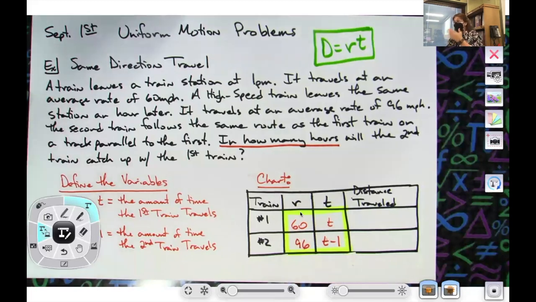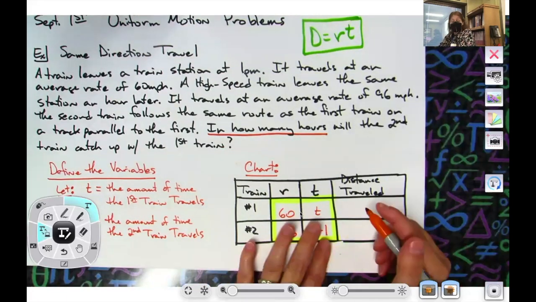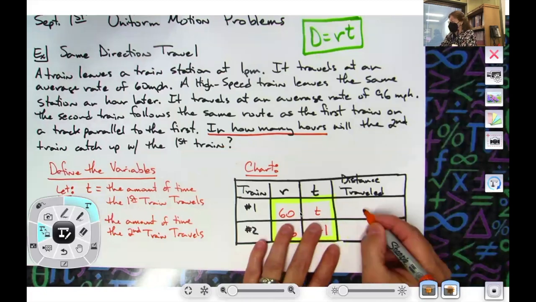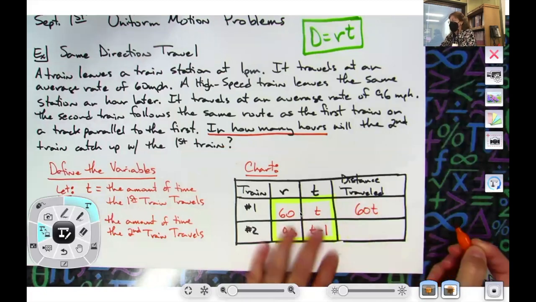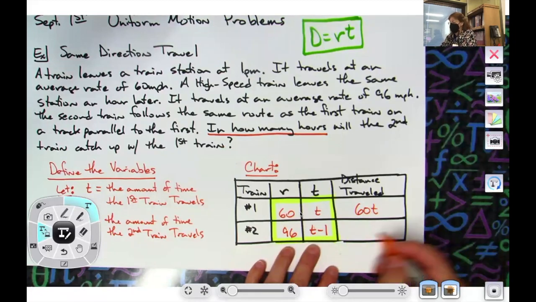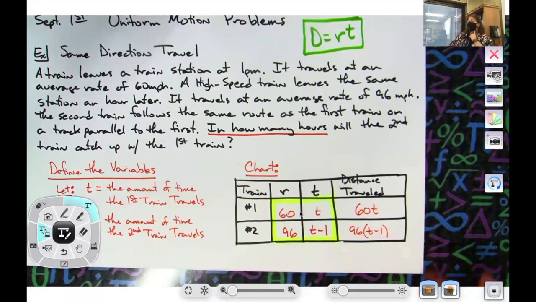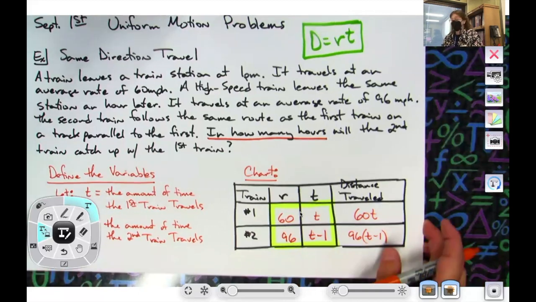So those four pieces of information are the only things you need. All right, now, rate times time equals distance. So I'm going to take these two things, 60 times T is just going to be 60T. I'm going to multiply these two things. I'm going to keep in mind that T minus one is a binomial, so I'm going to write 96 times T minus one as the form of a binomial. Okay, so good so far?